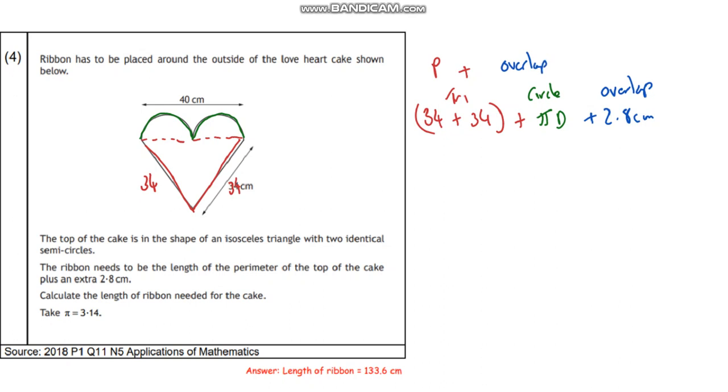Okay, there we go. So let's get working. So we've got 68, that's quite easy for the triangle. And the pi, I'm taking that as 3.14. And the diameter, okay, well that's 40, so that means 20 and 20. So the diameter is 20. Very good. And my overlap is 2.8. So this sum here is probably the hardest sum to do. But it's not even that hard.